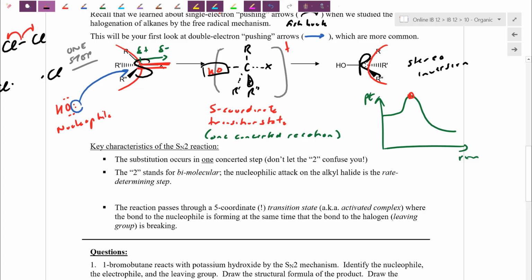So what are some key features to this SN2 reaction? The substitution occurs in one step. The 2 does not refer to how many steps. The 2 actually refers, like I mentioned, to the order of reaction. The 2 stands for bimolecular. Because it all occurs in one step, if I talk about a rate law here, the rate is going to be proportional through some rate constant.